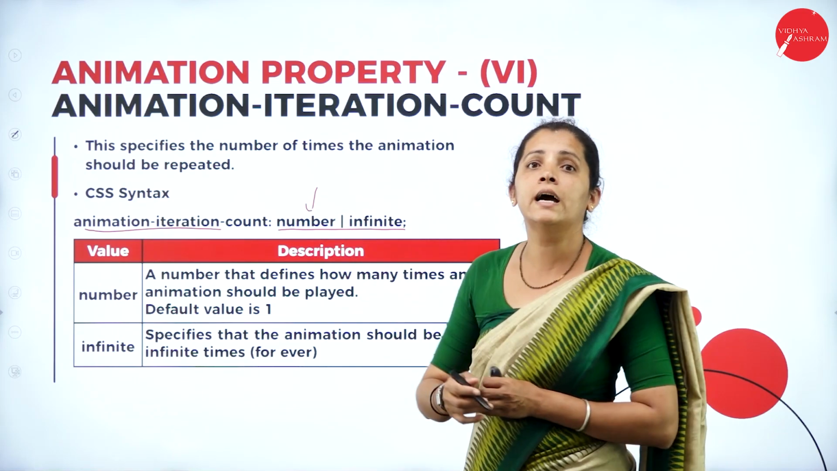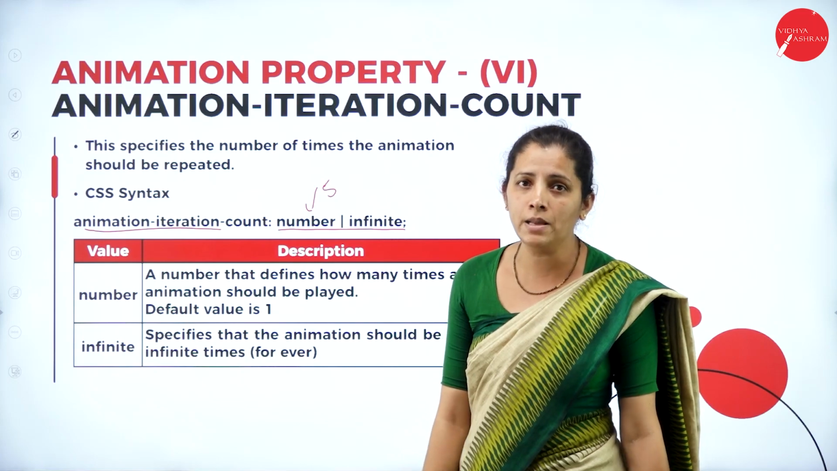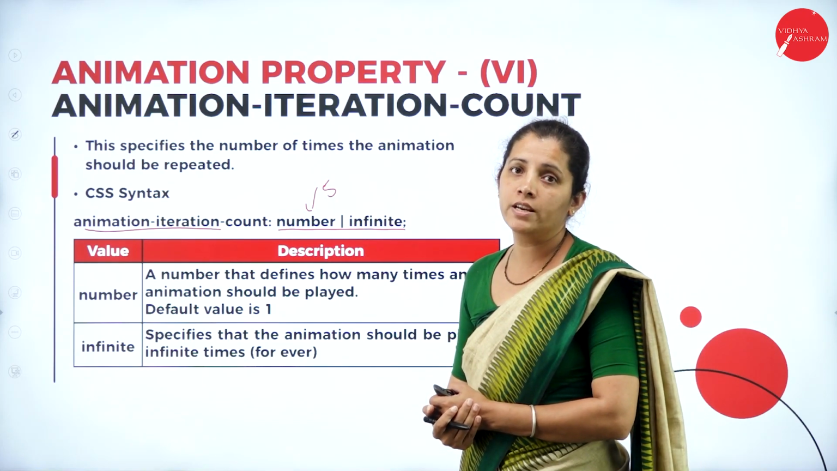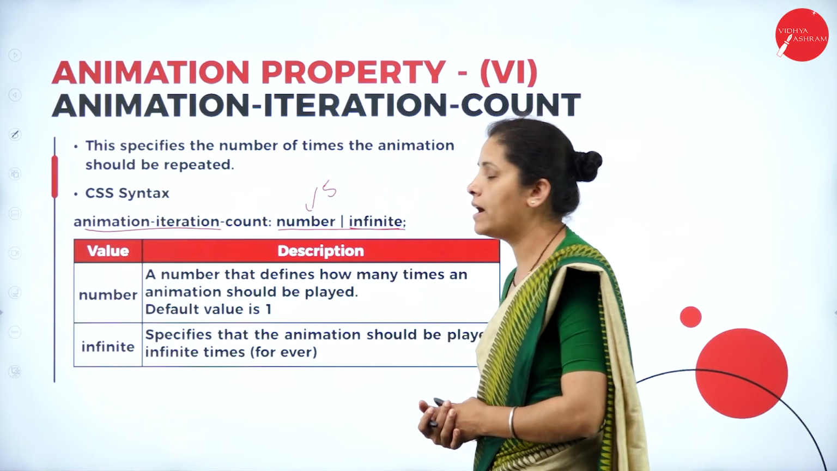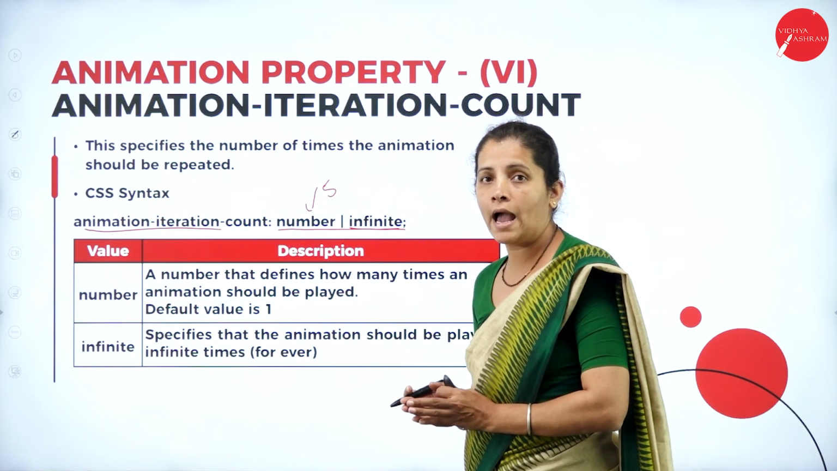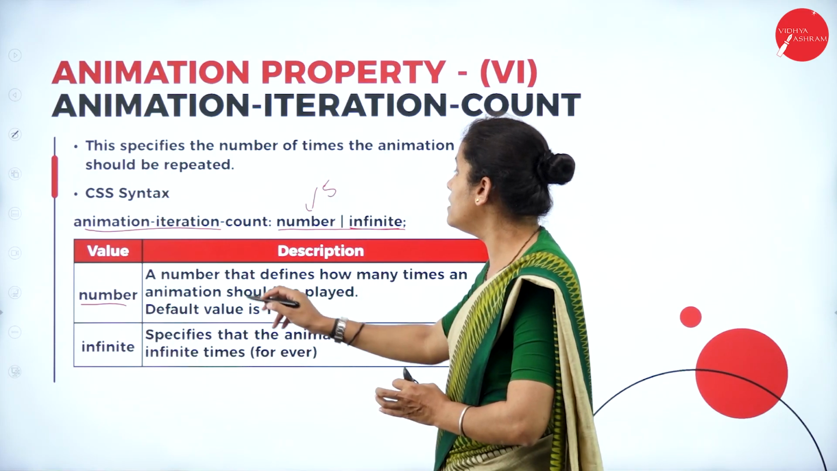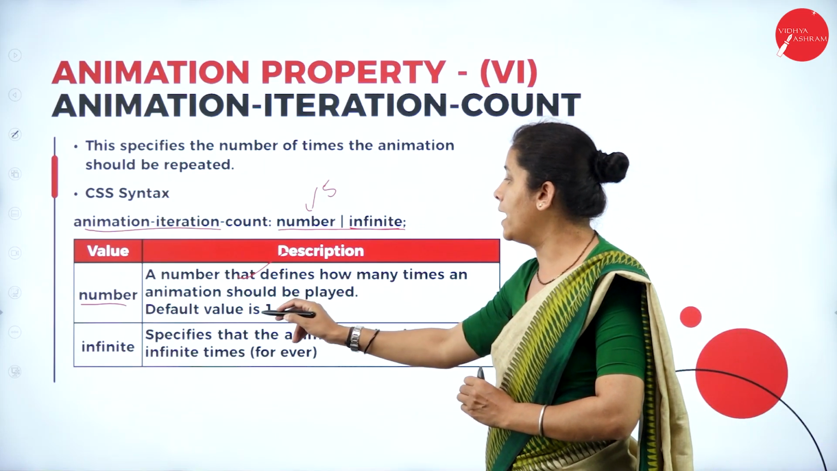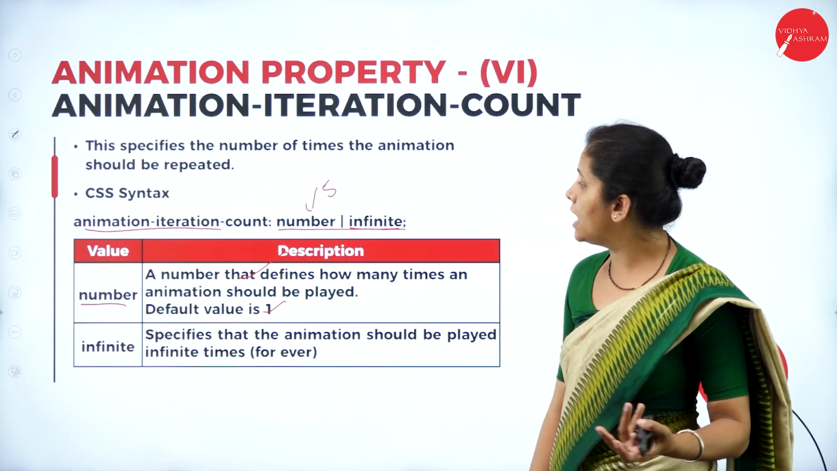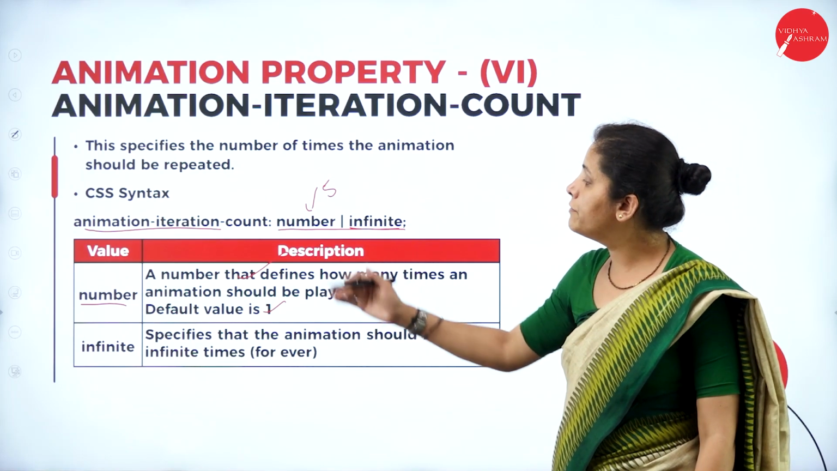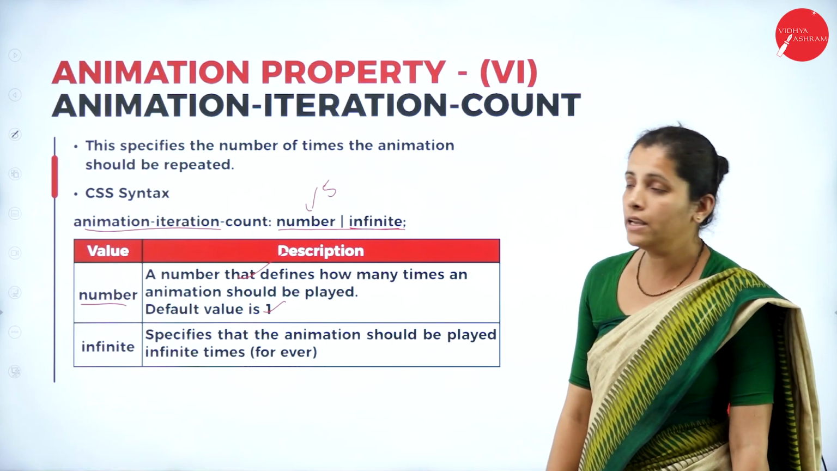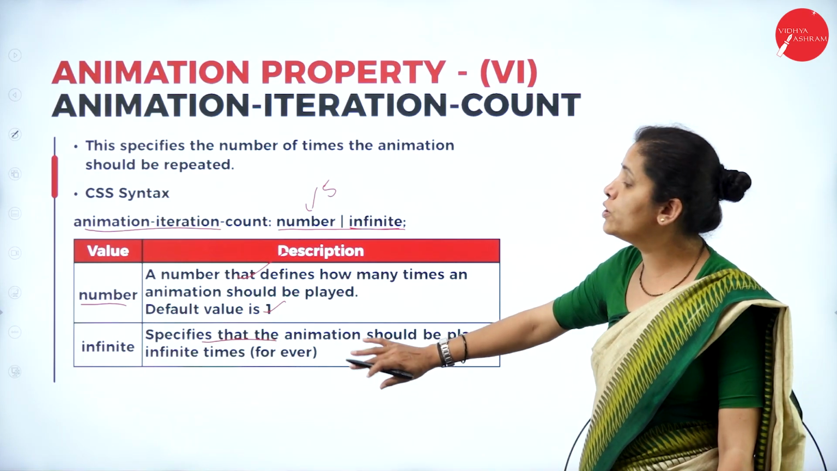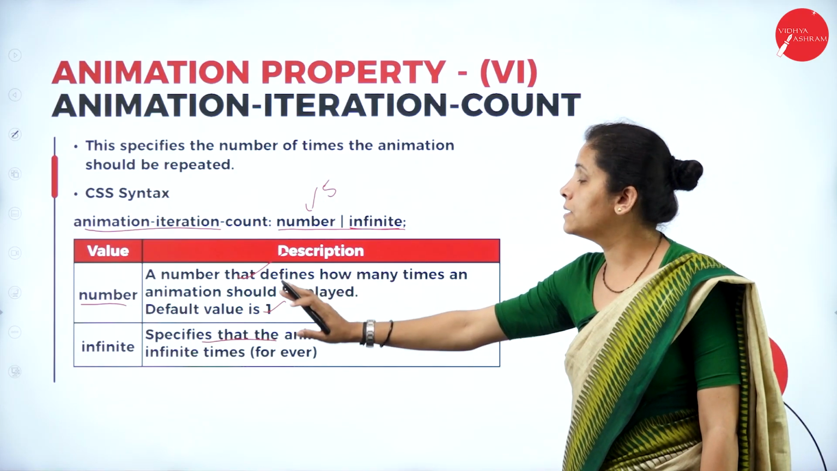Number is how many times I want to repeat. For example, if I want to repeat the same animation 5 times, I'm going to specify the number 5. There are times when I want to repeat the same animation an infinite number of times, then I'll go with the value infinite. Here I have the value, and at the same time I have the description. The number defines how many times an animation should be displayed. By default, it is 1 time. If I want to repeat 5 times, 10 times or 50 times, then I specify the value. But by default, my value is 1. Infinite specifies that the animation should be played infinite times, so I'm not going to specify any particular number. That is nothing but infinite.